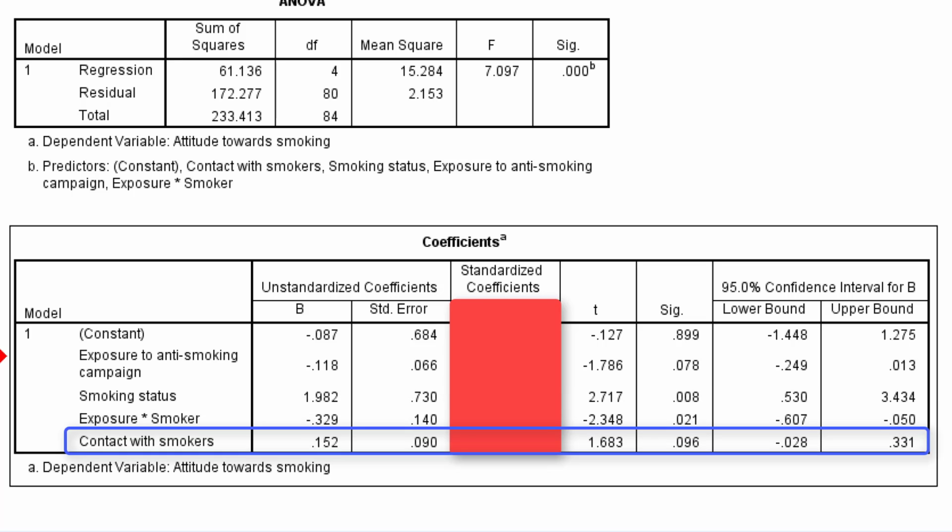Finally, there's the effect of contact with smokers, which is positive. More contact with smokers predicts a more positive attitude towards smoking, and this effect can be interpreted straight away because it's not involved in the moderation. So the interpretation of moderation is quite complicated. Another video explains how to visualize the moderation as different regression lines in a scatter plot, and that's much more easy to interpret.